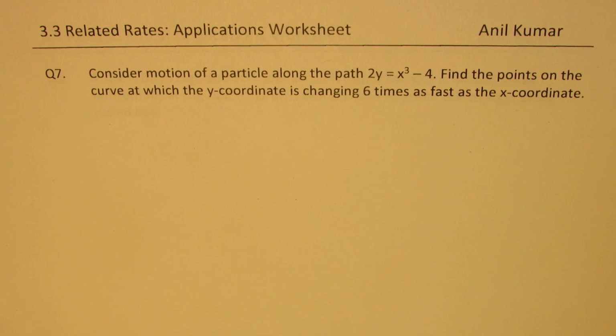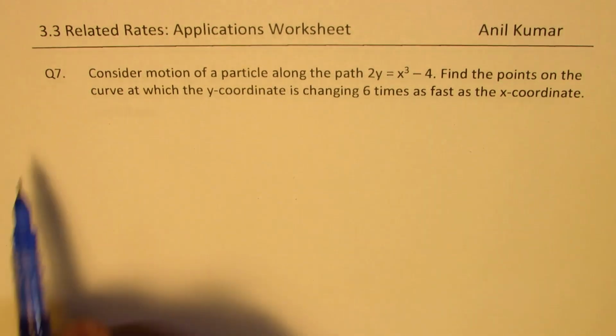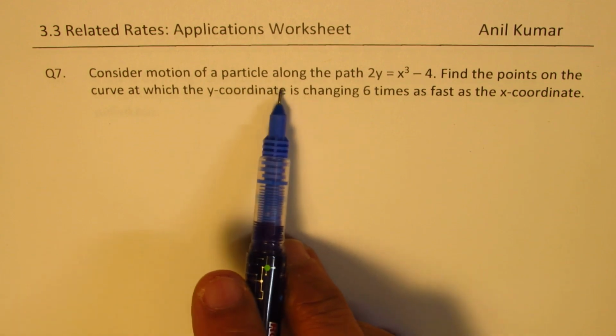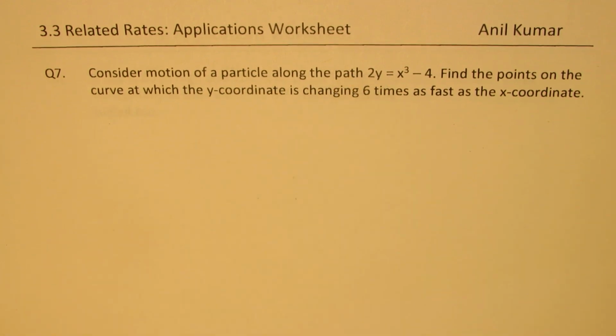Here is a very good application question from my worksheet, question number 7. Consider motion of a particle along the path 2y equals x cubed minus 4. Find the points on the curve at which the y coordinate is changing 6 times as fast as the x coordinate. You can always pause the video, answer the question, and then look into my suggestions.